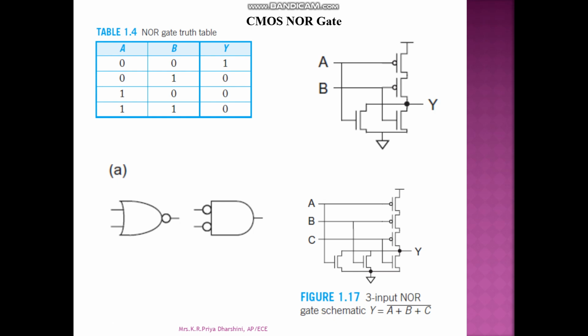When it is 0, 0 as an input, the output will be 1. So this pull up network will be in the on condition and the pull down network will be in the off condition. So the output for this 0, 0 is 1.